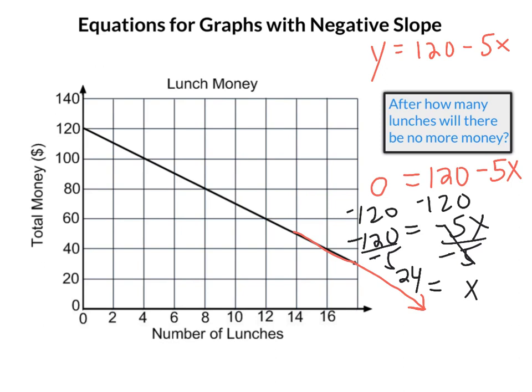At this point, because your y would be 0 and your x is 24, that's actually called the x-intercept. So we've been working with the y-intercept over on the y-axis. This value here is your x-intercept.